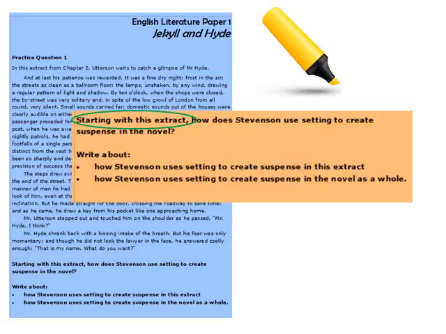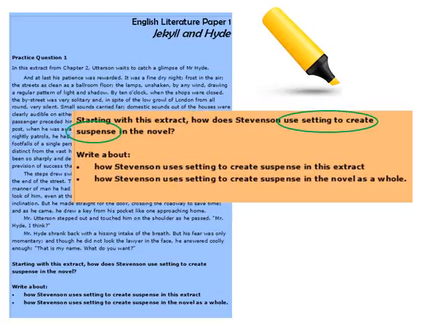The first thing to notice is the phrase starting with this extract. It tells us that we need to analyse the printed extract, but also that it is only a starting point. We have to have quotations that we know from the rest of the novel too. Next, notice the use of the word how. It tells us that we need to focus our answer on the techniques and methods that Stevenson uses.